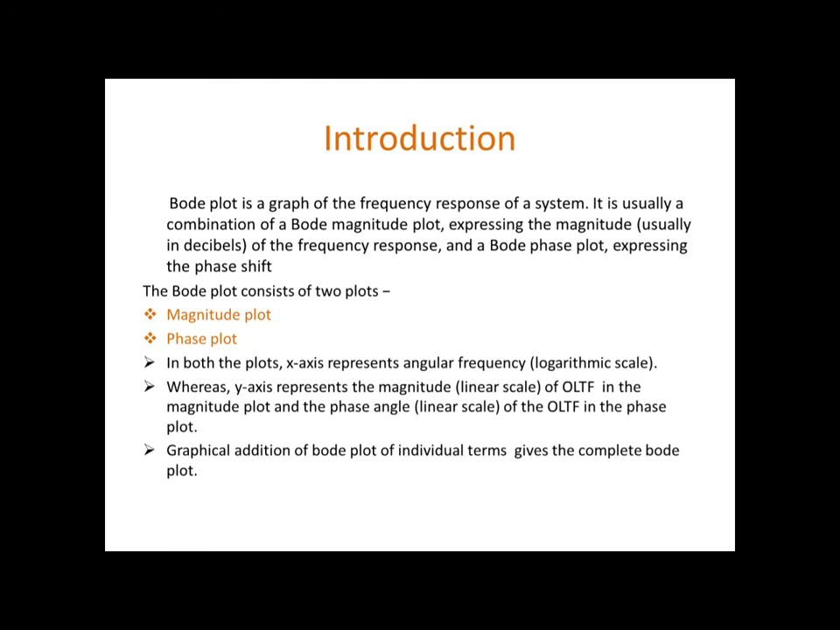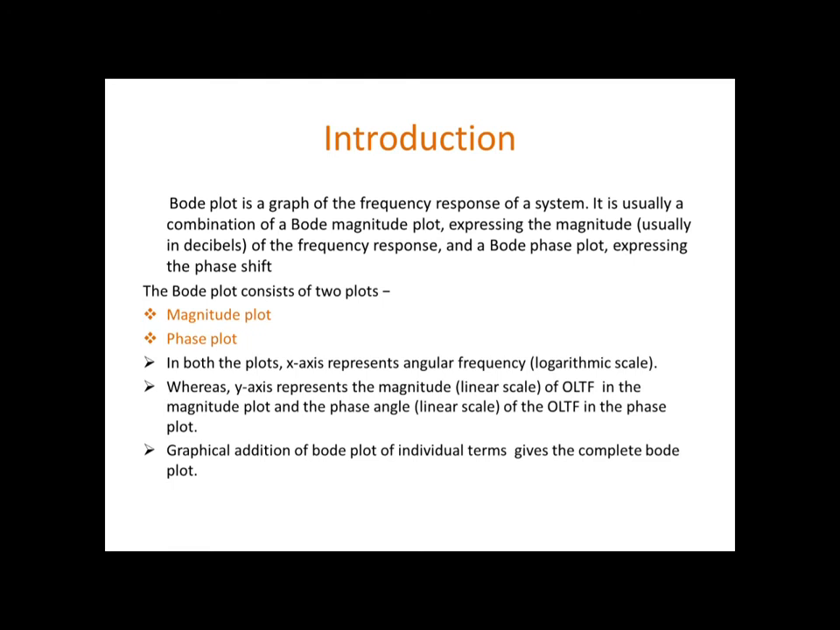Now, this Bode plot gives us the information more clearly than the corresponding linear plot. The information compressed near the origin in a linear plot can be easily visualized in the Bode plot, as the logarithmic frequency is magnified near the origin in the case of the Bode plot. So, the Bode plot consists of two plots. One is the magnitude plot and another is the phase plot.